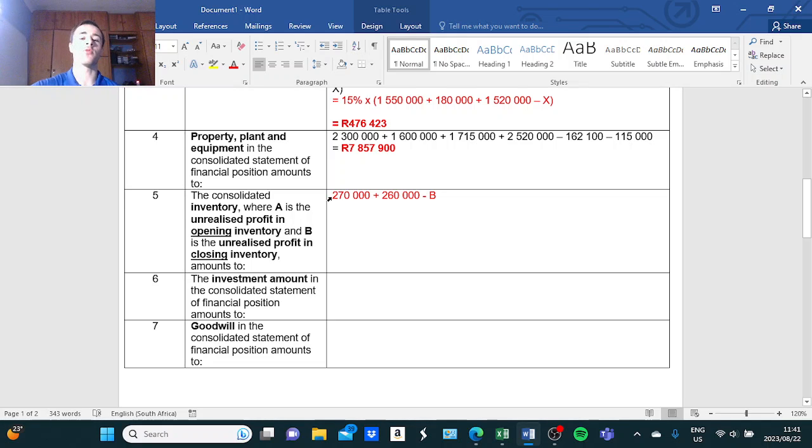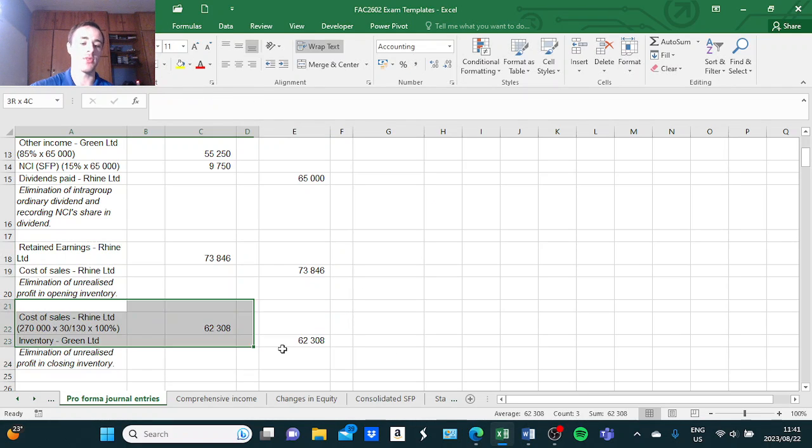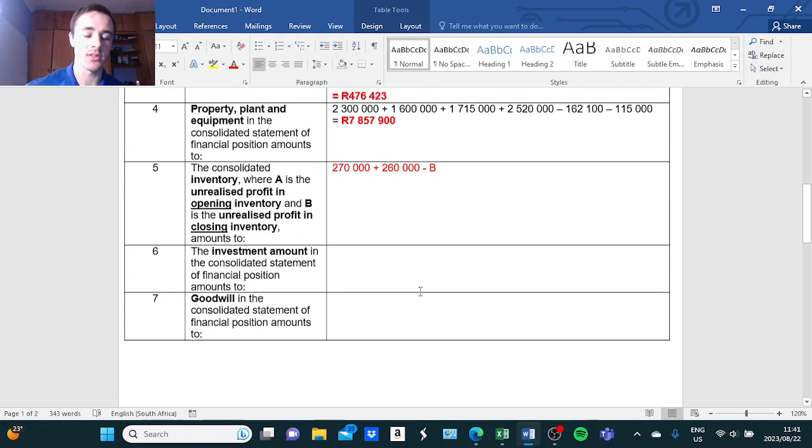This is how you will calculate the inventory balance for the group. You will add up the inventory balances for the two companies in the group, and then you will subtract the unrealized profit in closing inventory because this is in accordance with our journal entry. Inventory for Green Limited has been credited, so therefore it has been shown as a negative adjustment. B represents that amount of 62,308. Very important that you pay attention to that calculation.